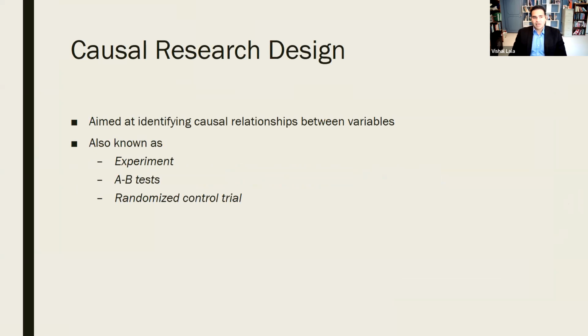A causal research design is used when one is interested in examining a causal relationship amongst variables. Other terms used to describe a causal research design are experiment, A/B tests, and randomized control trial. Depending on the context or industry you're in, you might hear different terminology being used. Many folks in marketing like calling it an A/B test, while those in the pharmaceutical industry like calling it a randomized control trial.